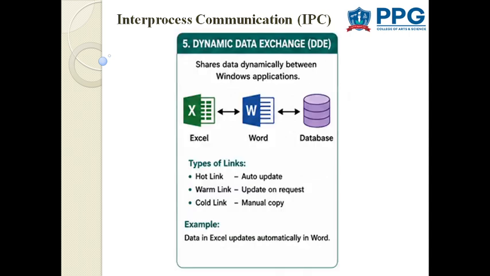The next one is dynamic data exchange. It shares data dynamically between Windows applications. There are different types of links: hot link, which is an auto update; warm link, which updates on request; and cold link, which is a manual copy. Here is an example: data in Excel updates automatically in Word. This is dynamic data exchange.